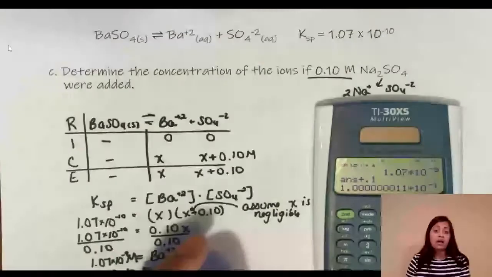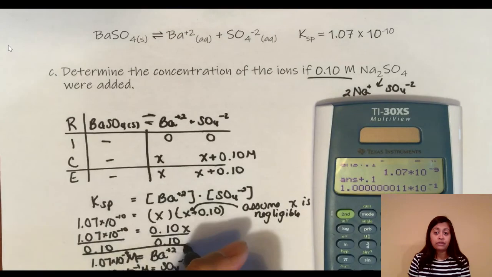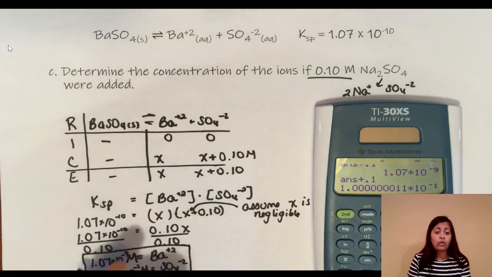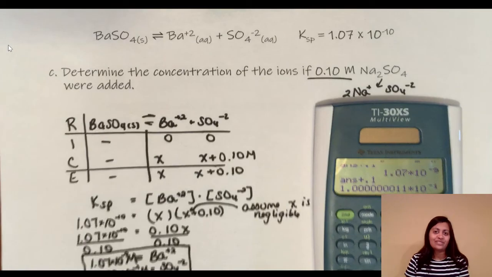Then we plug that back in to what we had for the sulfate. So it was X plus 0.10. And so you end up with 1.00 times 10 to the negative 1. Or if you just go ahead and put 0.10 molar as your answer.